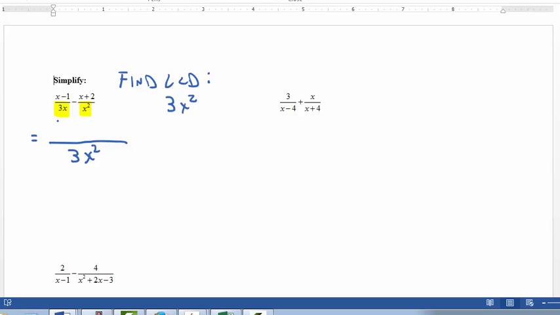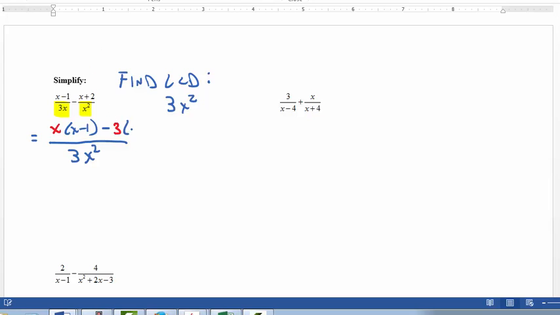So the 3x was missing an x, right? Because to turn 3x into 3x squared, you need to multiply by x. So this x minus 1 is going to need to get multiplied by x. And then I have this minus sign in the middle. And now this second fraction, x squared is the denominator, it was missing the 3. So then this x plus 2 is going to have to get multiplied by 3.